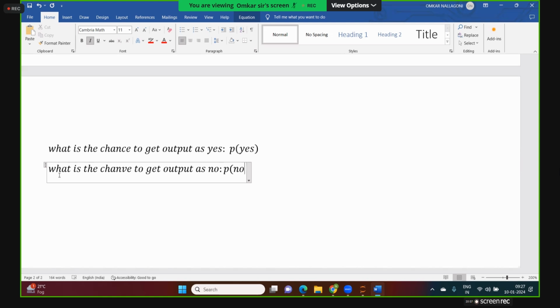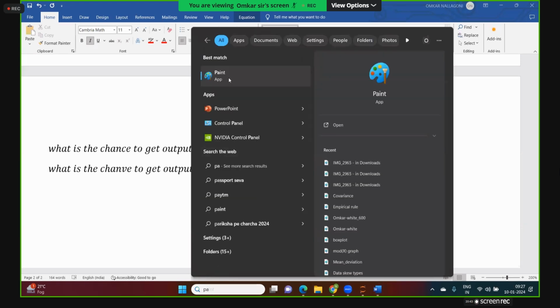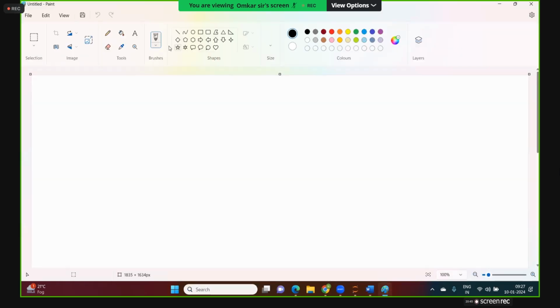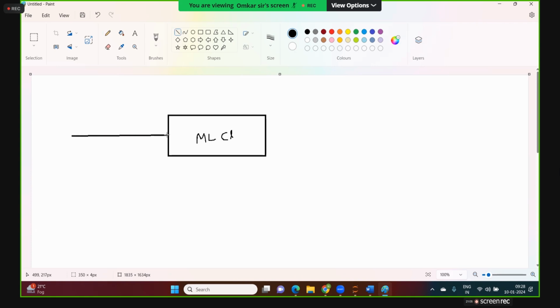So this happens internally. This is very important to understand. You develop the ML model. Think of it like this: this is some ML classification model. Now you pass the input. Which input? The test input. You pass the test data, some test sample.